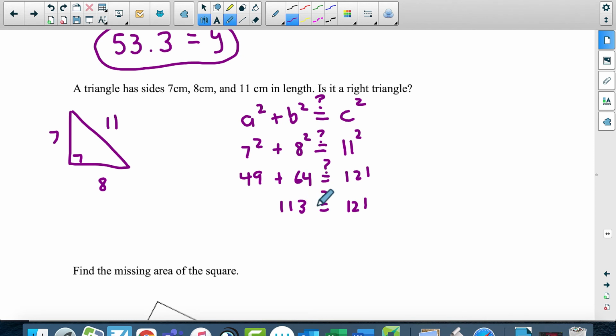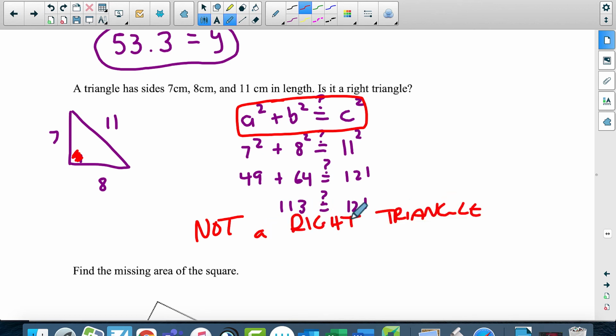I'll help you out with that one. Those are not equal to each other, everyone. So if they're not equal, what does that mean? Is this a right triangle? No. If it was a right triangle, you'd have to get that this statement works, that a squared plus b squared does in fact equal c squared. But in this triangle, it doesn't. So no, you can't put that right triangle sign there because it's not a right triangle. If we'd gotten something like 113 equals 113 or 121 equals 121, then you could say it's a right triangle.